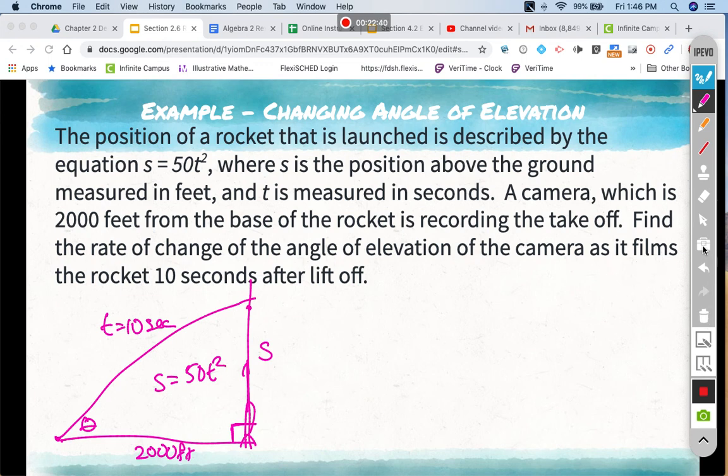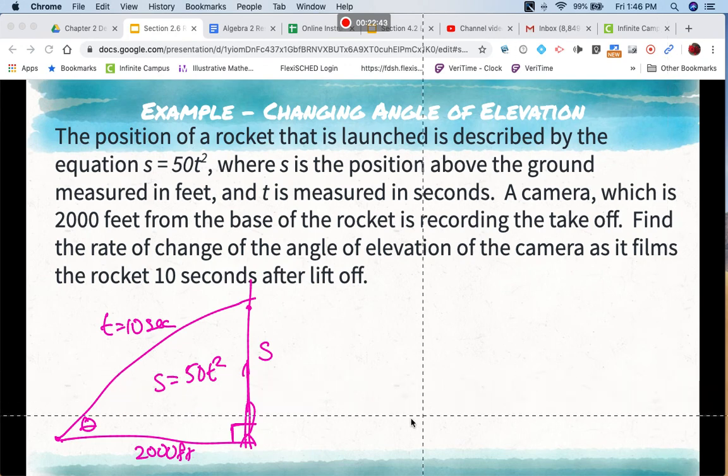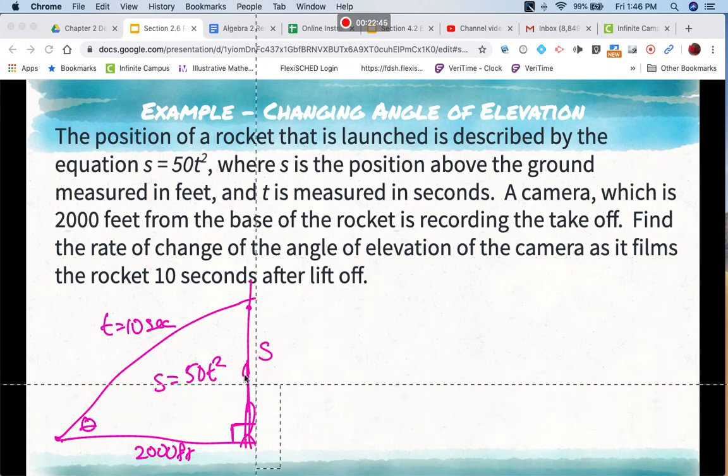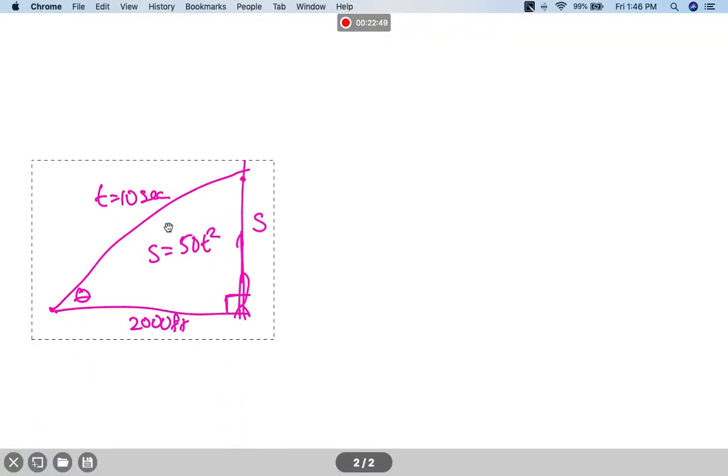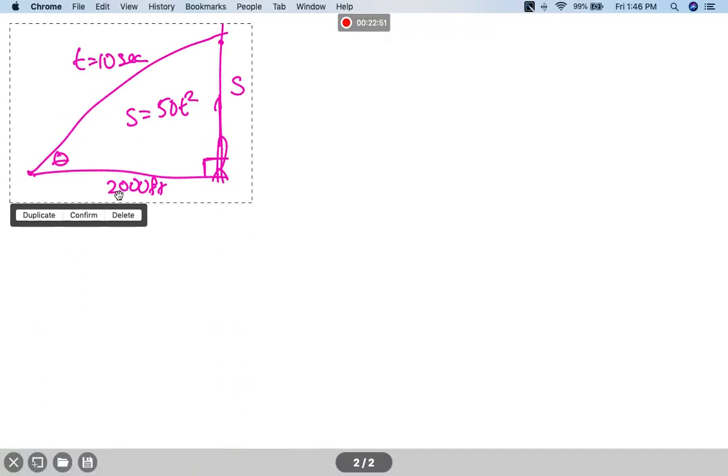So let's see what we can do with that. I'm going to want a little bit more room, I think, again. To the whiteboard we go.